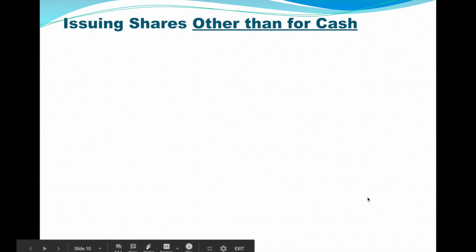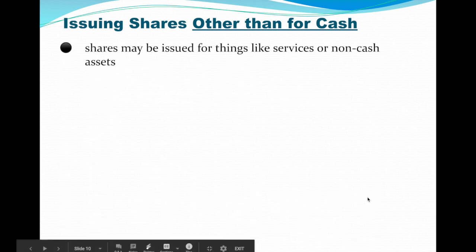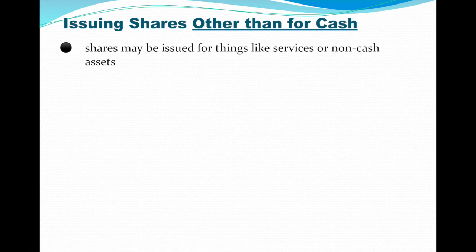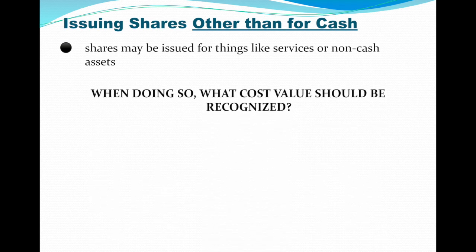So, issuing shares for things other than cash. Again, cash is the most common way that shares are purchased, but it can be purchased for other things. Shares can be issued for things like services or non-cash assets. It's up to the company to decide how the deal is made, essentially. Now, the big question when shares are issued in exchange for either services or non-cash assets, how do we recognize and record the value of those shares because they're not being sold or issued for a cash value anymore?